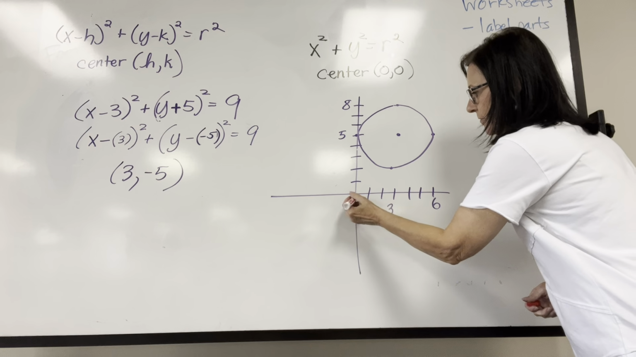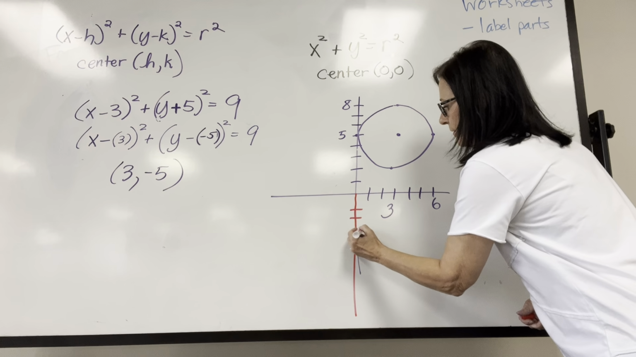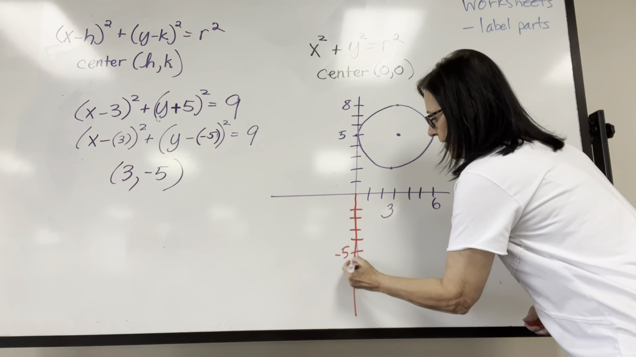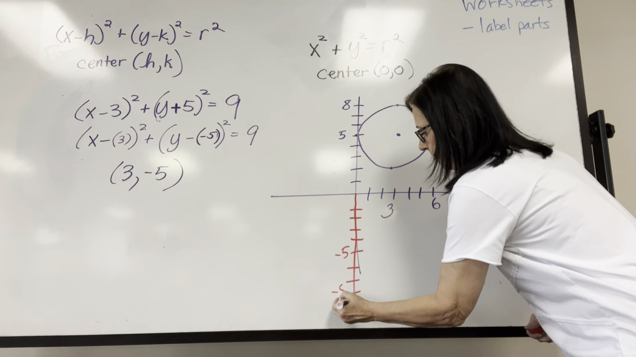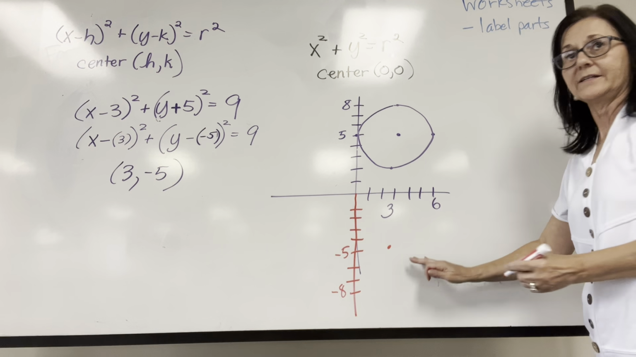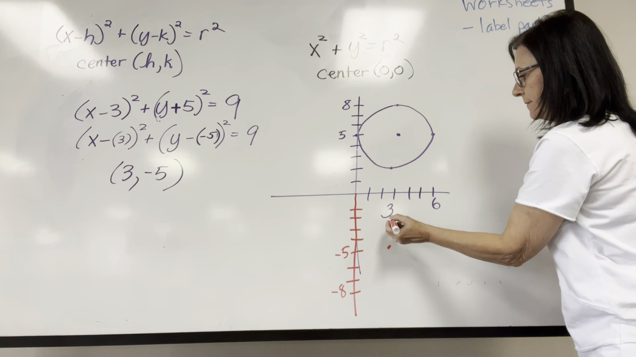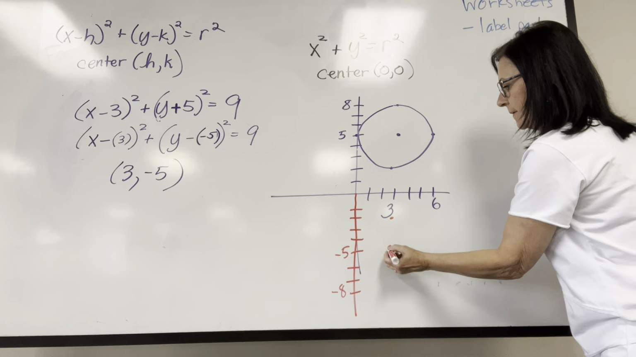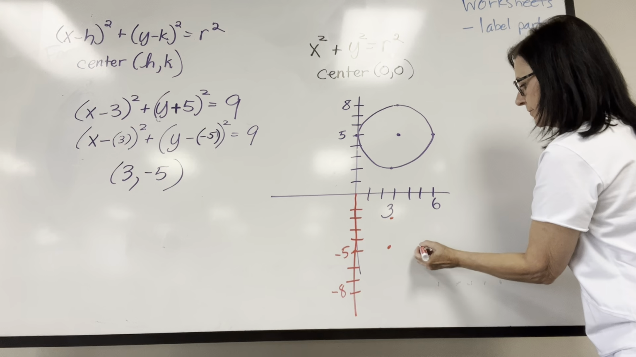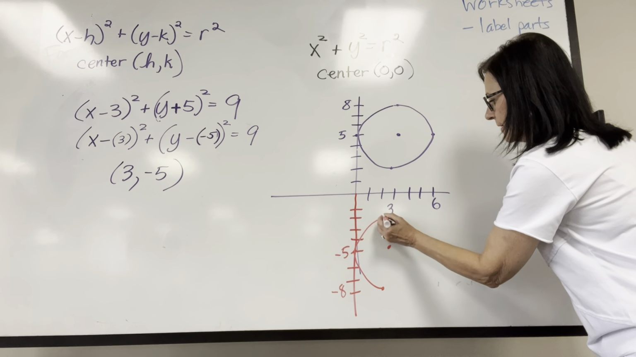So this one's going to go in this fourth quadrant. 1, 2, 3, 4, -5. So this one is going to be here. And from this center, I'm going my radius up 3, over 3, the other direction 3, and down 3. And I can graph my circle.